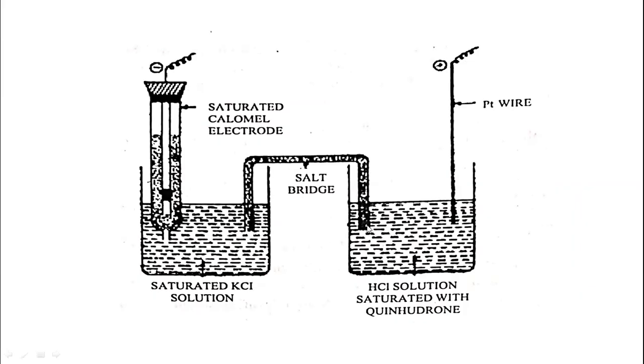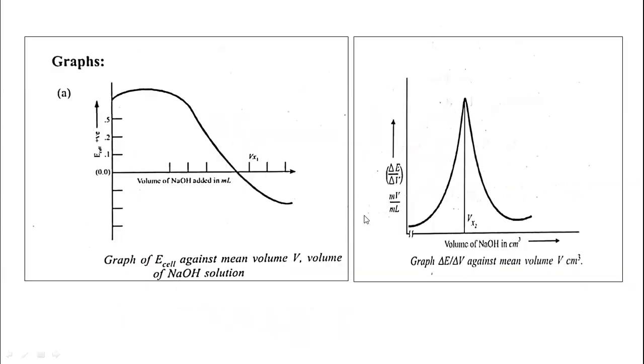Now this is the experimental setup given here, which we have already explained. In this diagram, you can see this is the calomel electrode in saturated KCl solution. Then this is HCl solution saturated with quinhydrone, with the platinum electrode dipped in it. This is the calomel electrode. We already explained this.